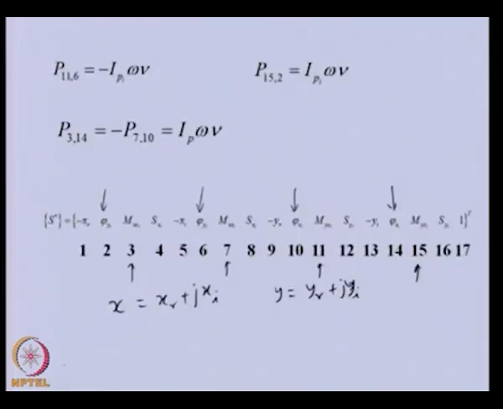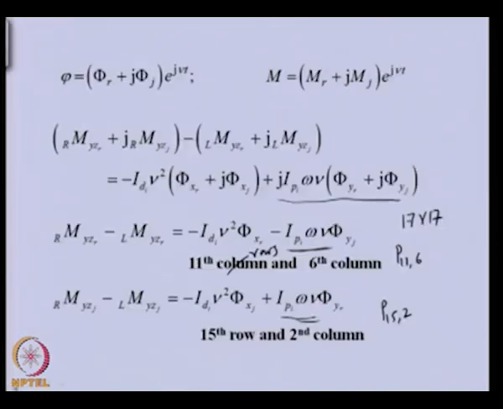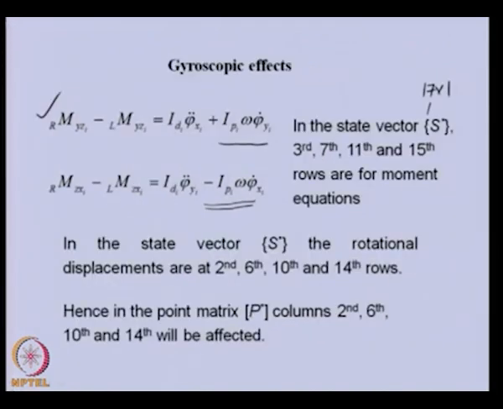I have rewritten this again here. So, in the 11th row and 6th column this term will be coming, and in the 15th row and second column will be this. These two are coming from these two equations, which in turn are coming from the first equation. Because of this we got two additional terms in the point matrix.